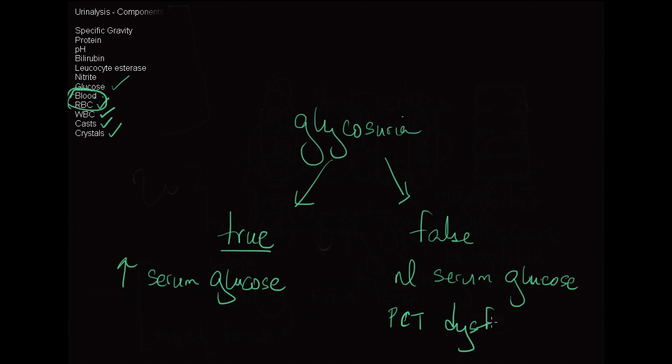And one of the most common examples that students and residents learn about is the Fanconi syndrome. But any kind of damage to the proximal tubule due to multiple myeloma, due to heavy metal toxicity, maybe even some autoimmune disorders, will give you some amount of glycosuria that's considered false because your serum glucose is normal. So that's glucosuria.